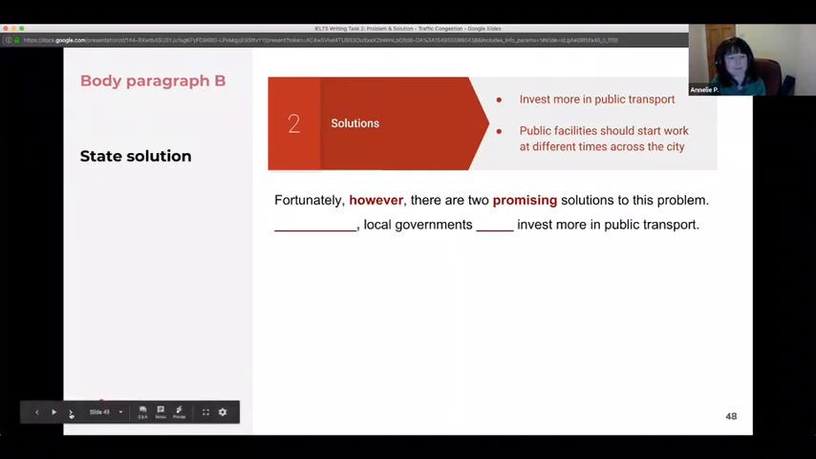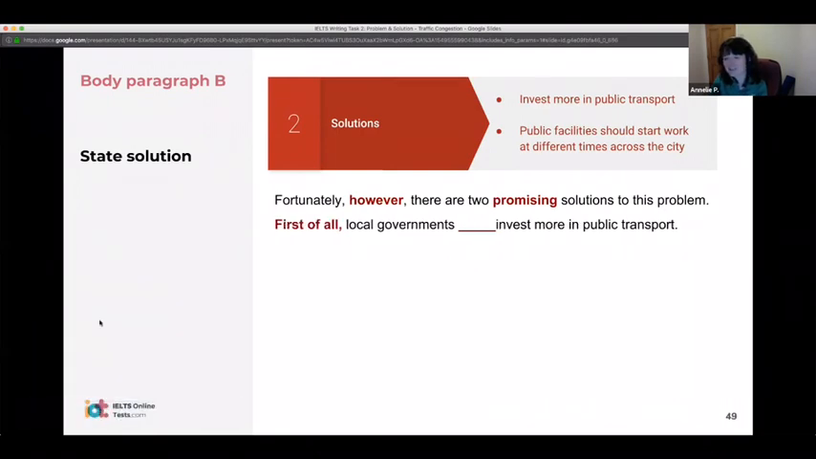Okay. So how can we introduce that? Okay, very good. Something like firstly. Okay. Any other ideas? First of all, Stanislav's got exactly the one that we have. Awad as well. Very good. So first of all, local governments, and then we're giving a recommendation. So local, okay, very good. Local government should invest more.